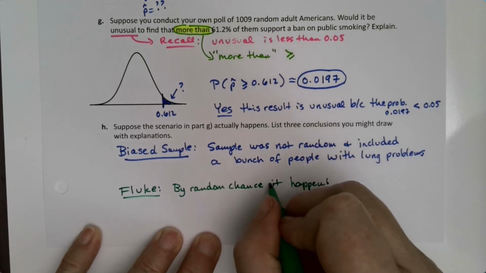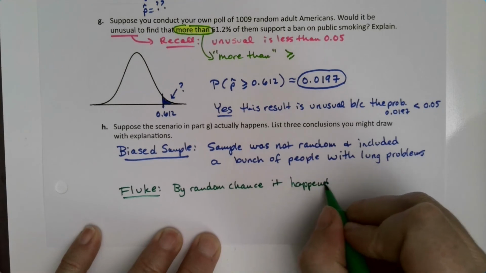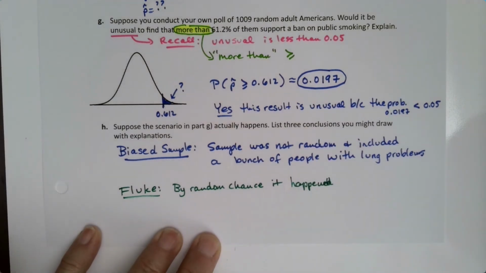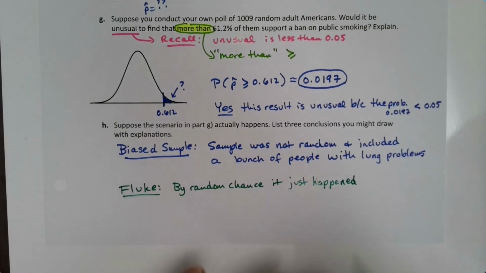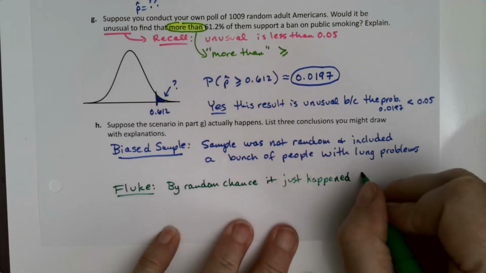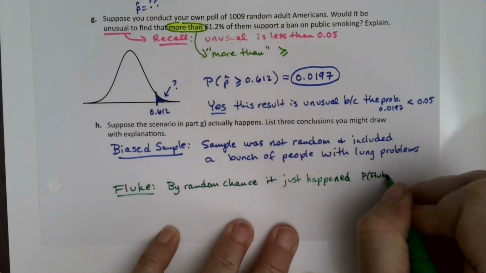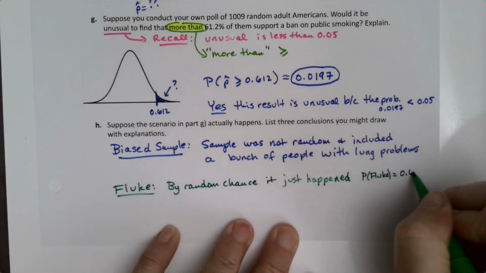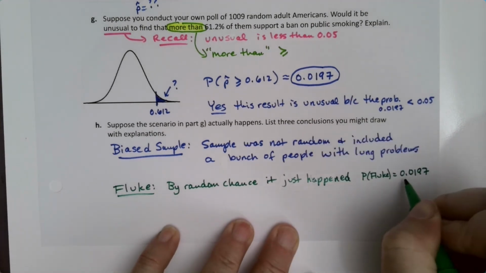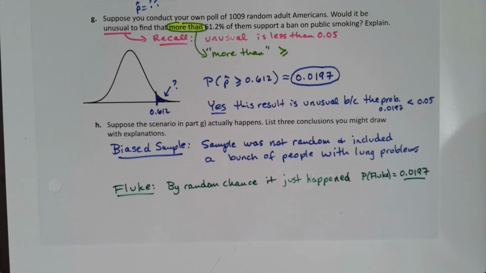Right, it just happened, I should say. Well, I'll just say it happened. That was bugging me. By random chance, it just happened. The probability of that fluke is what we found above. It's 0.0197. Notice that it's less than 0.05. That's why it's a fluke.